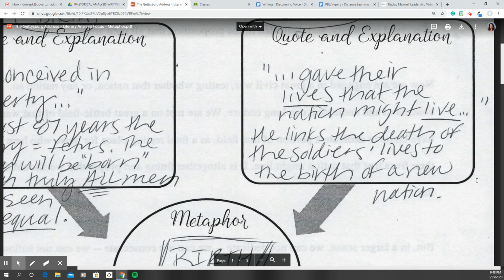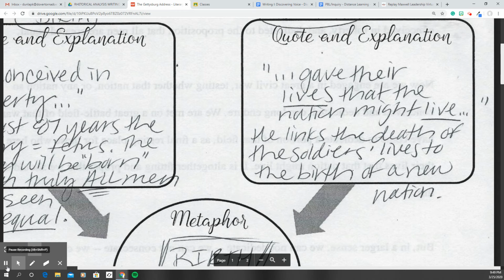What he's doing here metaphorically is linking the death of the soldiers' lives to the birth of a new nation. Obviously he's saying they had not died in vain, but all of this fighting is going to continue on. He's urging his audience to join the Union, to support the Union, to continue this war, to fight until slavery is abolished and ended. He's linking the death of the soldiers here at Gettysburg, honoring their lives, consecrating the ground, paying homage and respect to them, and that what they fought for was not in vain, that we need to continue to fight in order to birth our new nation where all men, no matter the color of their skin, are created equal. Go ahead and pause the video there and make sure you copy that down.